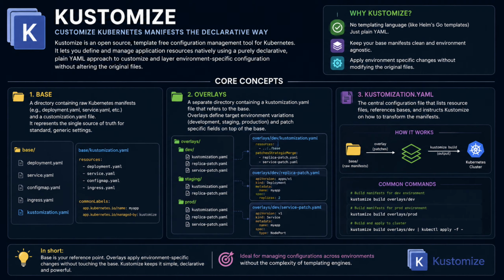Third is the kustomization.yaml file. This is a central configuration file in which we list the resource fields, reference bases, and instruct Kustomize on how to transform the manifest. Simply, in the base folder there exists a kustomization.yaml file in which we define all the resources we are specifying in the base folder. Meaning if you have added deployment, service, configuration, ingress YAML files, you will specify those in the kustomization by mentioning that you have these in your base folder. So that was about the definition and understanding of what base, overlay, and kustomization.yaml file are.